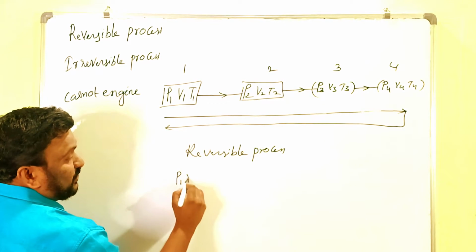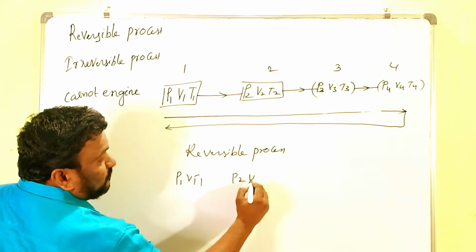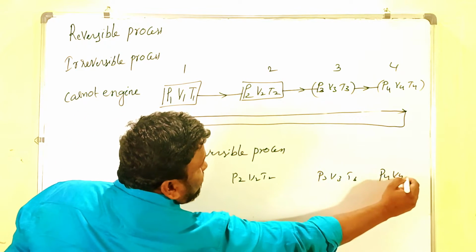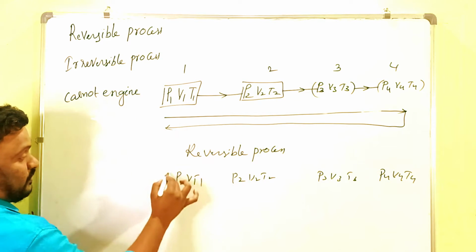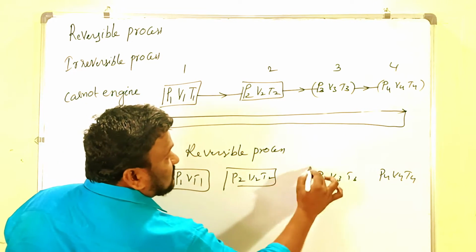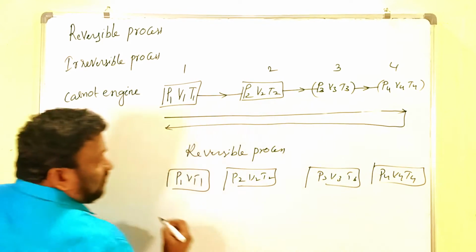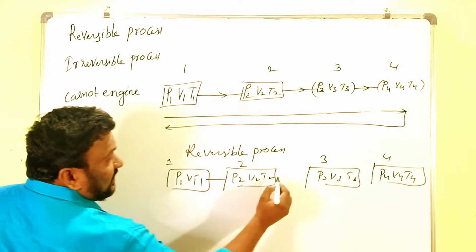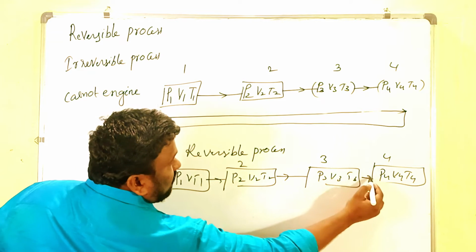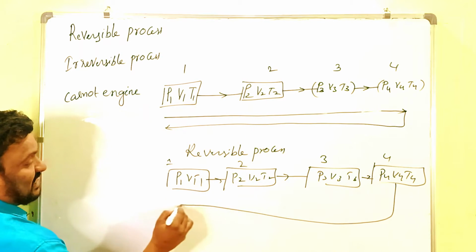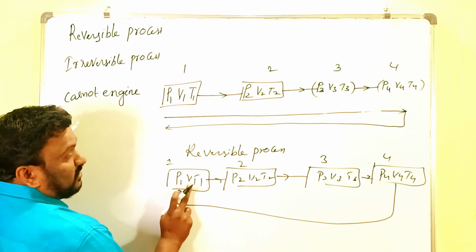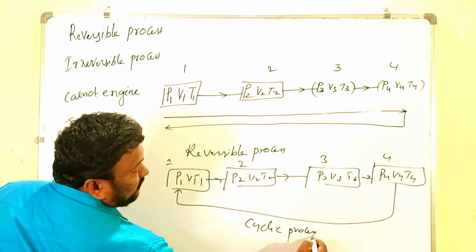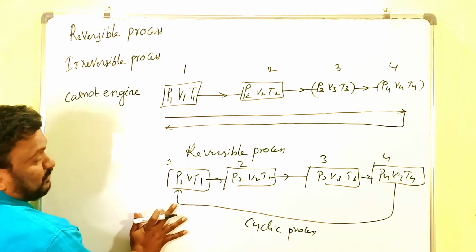Already in previous videos we discussed the cyclic process. There is some difference between a cyclic process and a reversible process. Clear now? This is stage 1, stage 2, stage 3, stage 4, and it goes like this. In a cyclic process, it comes directly to the initial stage P1, V1, T1. So you have to know the difference between a reversible process and a cyclic process.